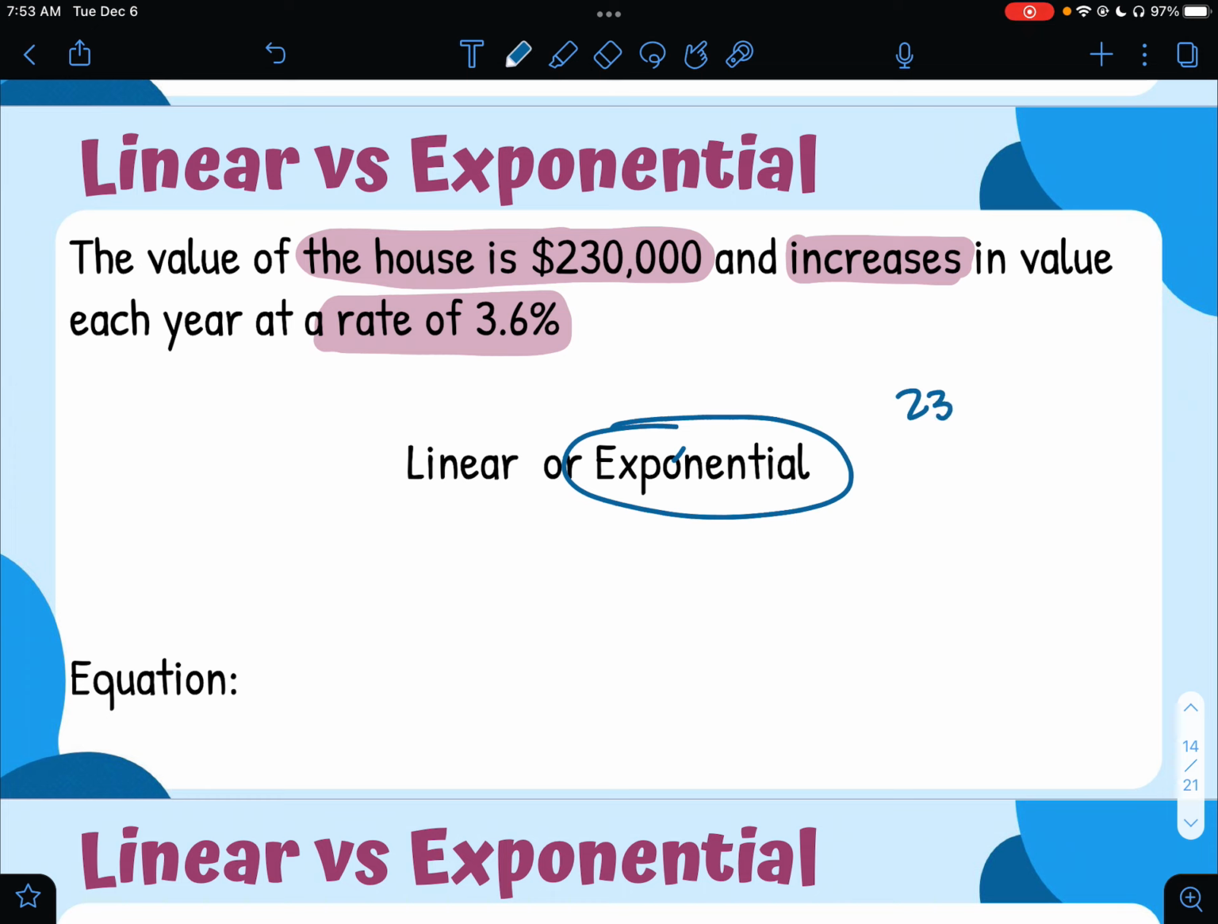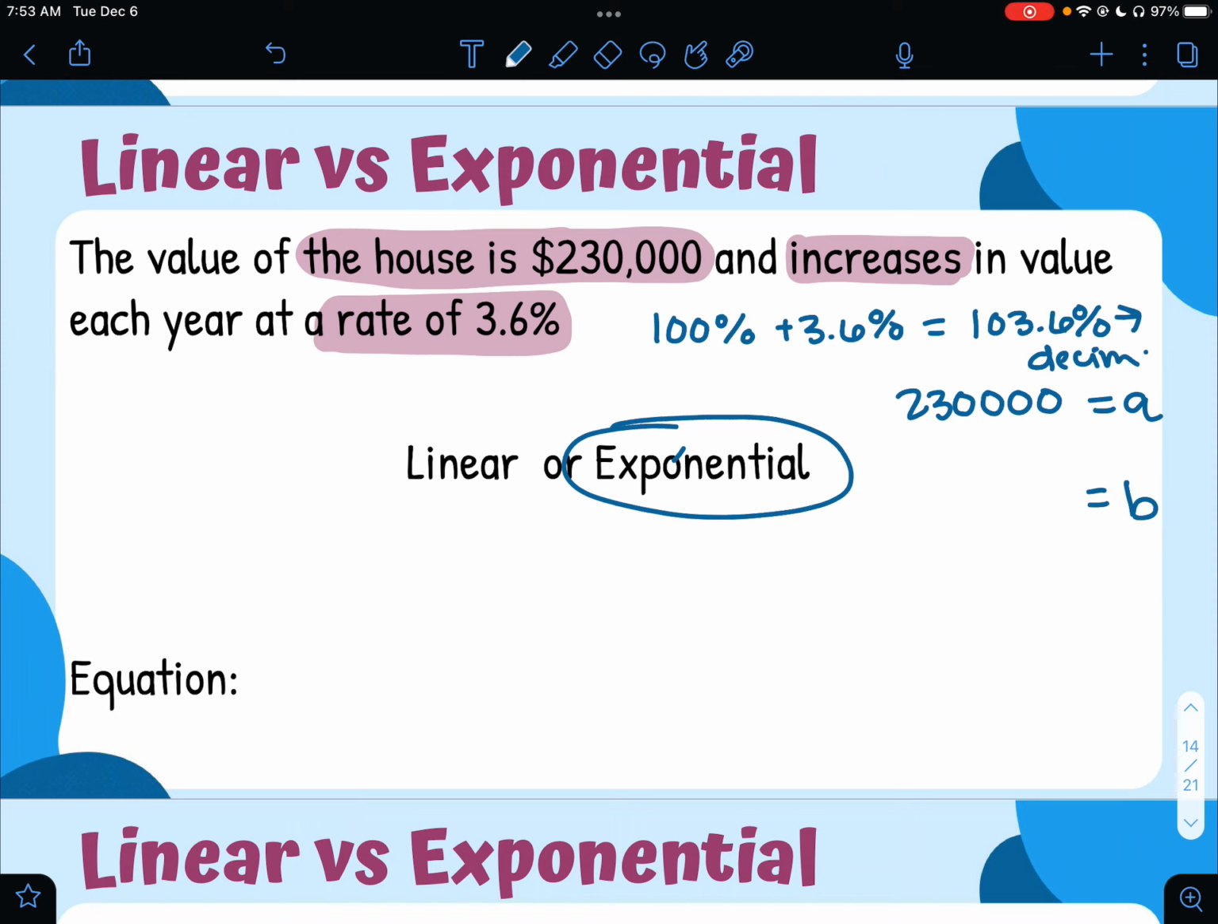If 230,000 is our A value, we still need to find our factor. Now, it increases 3.6%. So remember, for a factor from a rate, we started off at 100%. We increase 3.6%, which gives us 103.6%. For the factor, we must convert this into a decimal. So our decimal will be 1.036.